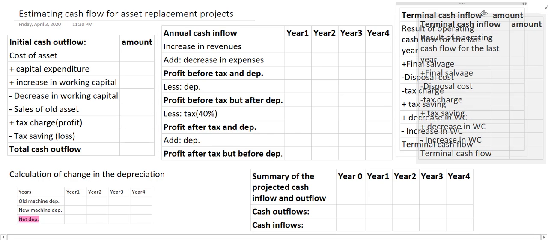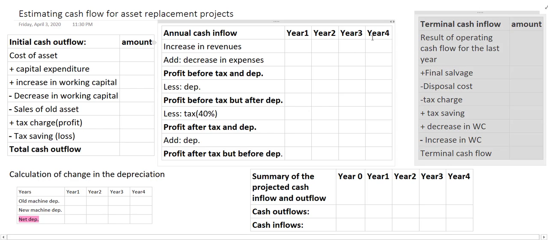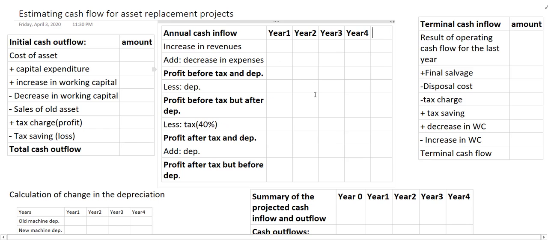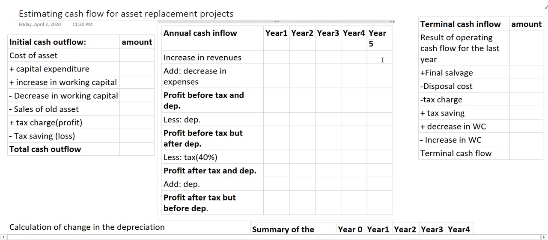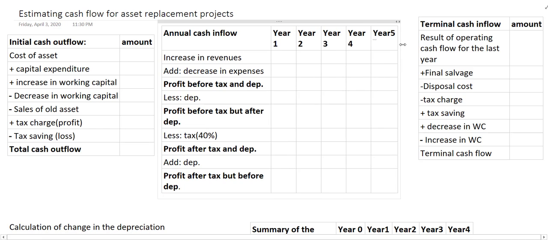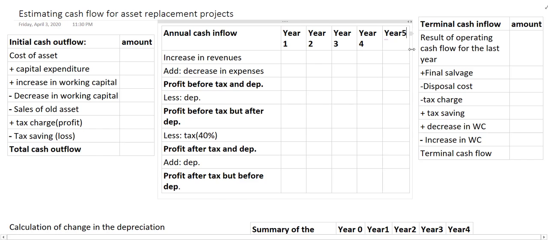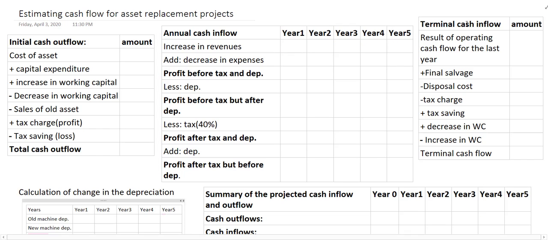But there is one issue, we have to add one more column here for the last. Why? Because the project is for how many years? For 5 years, right? So we have to add one more column in this one, go to and add one more, right? So one more year, which is year 5. Because the project is for 5 years, we have to adjust this one. In this way, we have to adjust it. So now one more year is added.